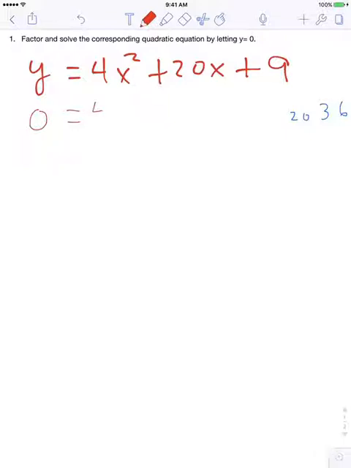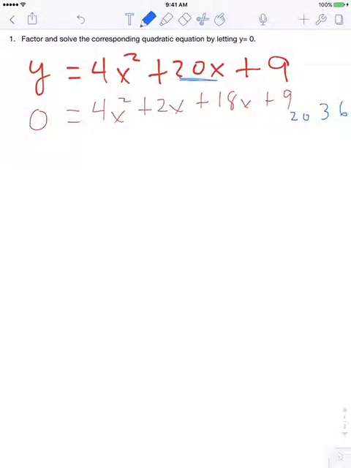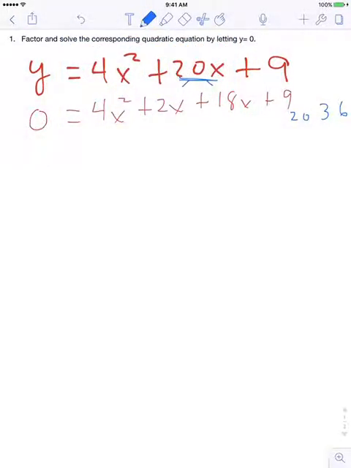So therefore, we're going to do 4x squared plus 2x. And again, it doesn't matter what comes first, if it's the 18 or the 2, plus 9. As you can see, what we did here is that we broke up the middle term. So now it's in two parts. It's in 2 and 18. So now we're going to do our factor by grouping. We're going to group our first two terms and our last two terms.